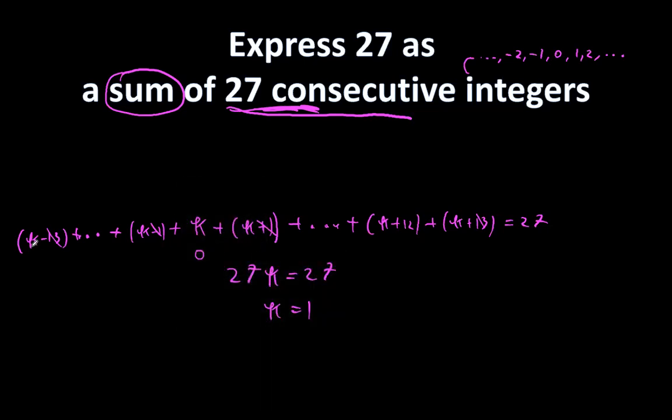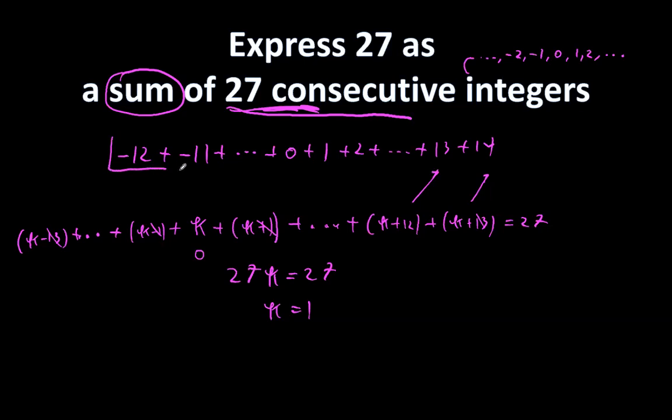Plug in k equals 1, and 1 minus 13 is minus 12. The next one would be minus 11, and then you get up to k equals 1. So the previous term would be 0, then 1, and then 2. When you get up to here, you wind up doing 13 plus 14, because you have 1 plus 12 and 1 plus 13, giving you those terms. So this right here would be your list of 27 consecutive integers that if you add them all together, you get the number 27.